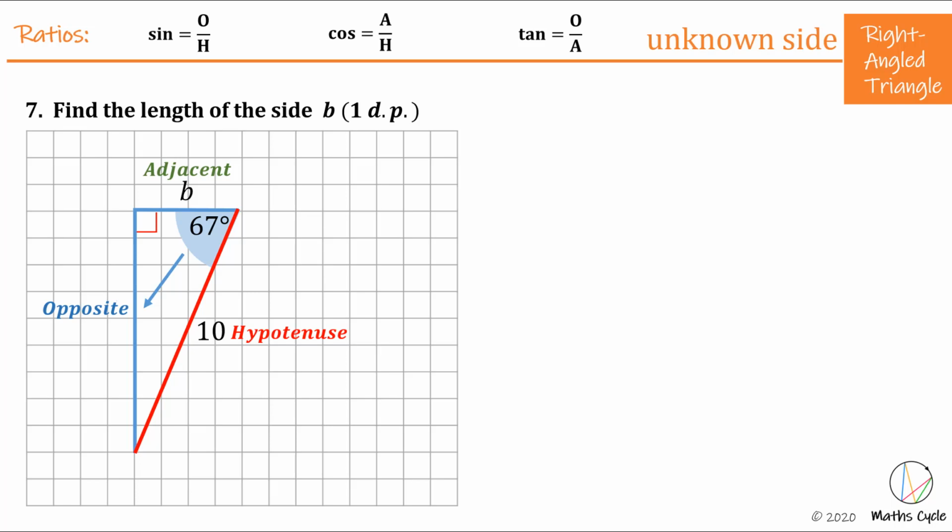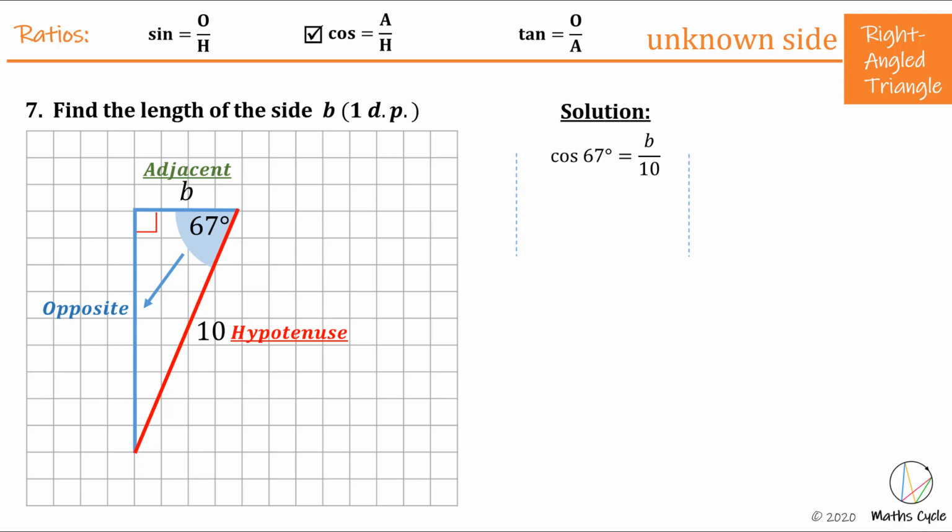Then which two sides are we going to use? We're going to use the adjacent because we're looking for B, and we're going to use the hypotenuse because we know it's 10 in length. So which ratio uses adjacent and hypotenuse? We can see that it is cosine. So use the cosine ratio to build your solution. So the cosine of 67 degrees equals adjacent over hypotenuse, which is B over 10.